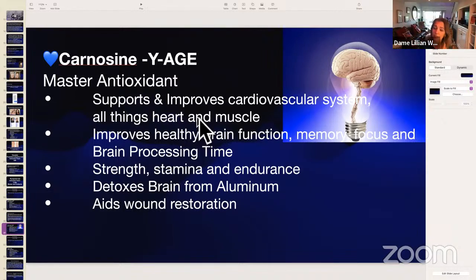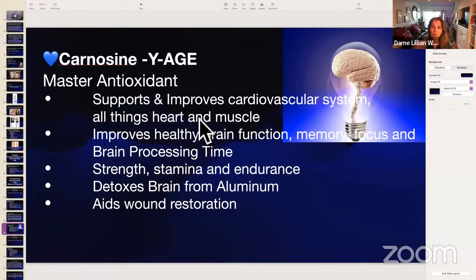Carnosine, my friends and gems. This master antioxidant supports and improves the cardiovascular system, all things related to heart and muscle. Improves healthy brain function, memory, focus, and brain processing time. I got to tell you, a lot of things happened in the fourth month of my wearing the patches, but I noticed in the third to fourth week my memory had increased dramatically. And then after that, I started playing little memory games, memorizing like 11 digits to the right of the decimal of pi and of the golden mean ratio and so forth from the Fibonacci sequencing.